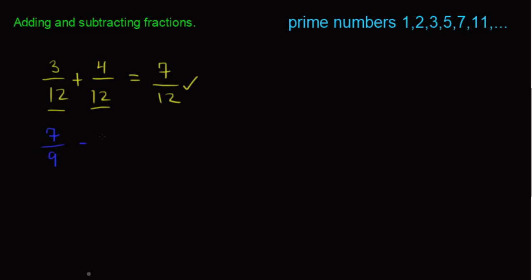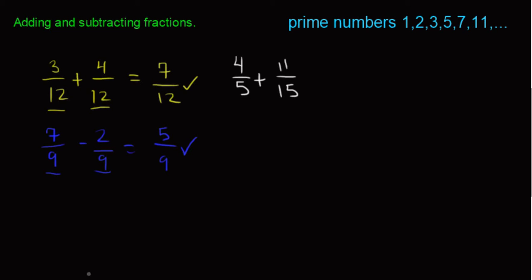Same with subtraction. 7 over 9 minus 2/9. Common denominator of 9 equals 5 over 9. If we don't have a common denominator, like in the following example, we can solve this in a couple of ways. Let's look at 4 over 5 plus 11 over 15.